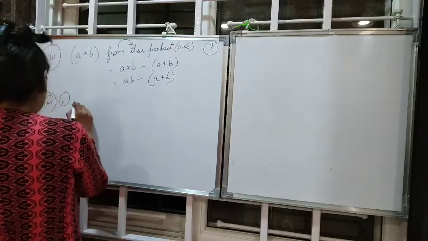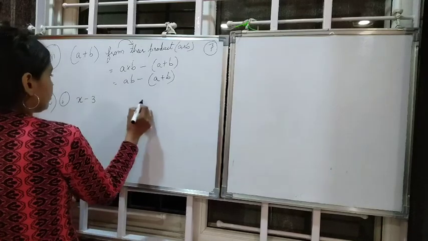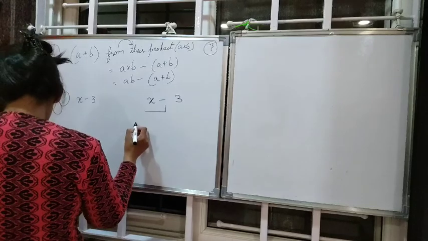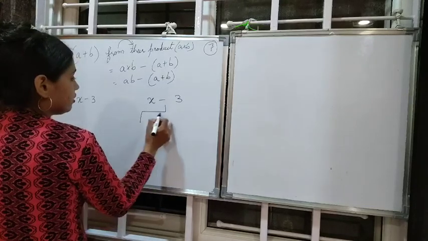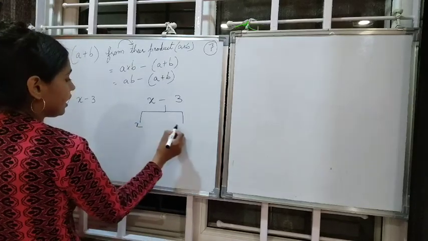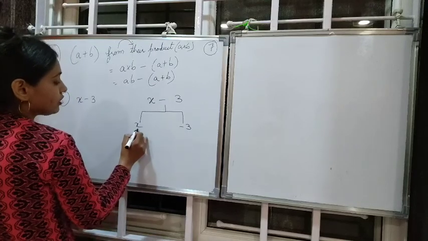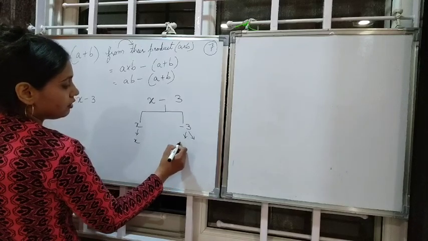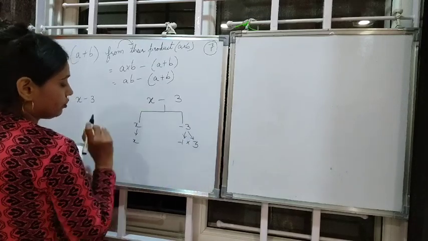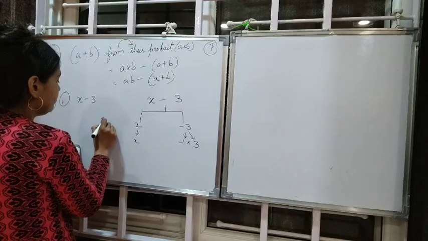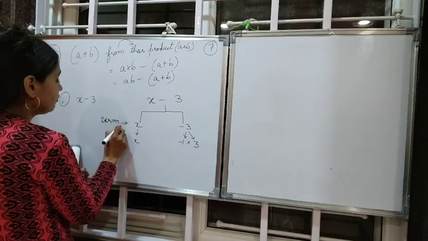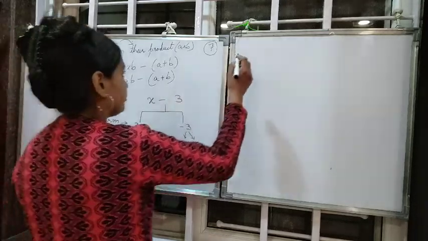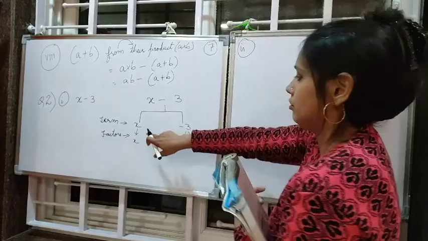So the first one is x minus 3. So how to draw the tree diagram? First we show the terms, right? Terms are asked. So x and minus 3. And what is the factor? The factor is also x. And here what are the factors? Minus 1 into 3. So these are the terms and these are the factors. So this is the first part.